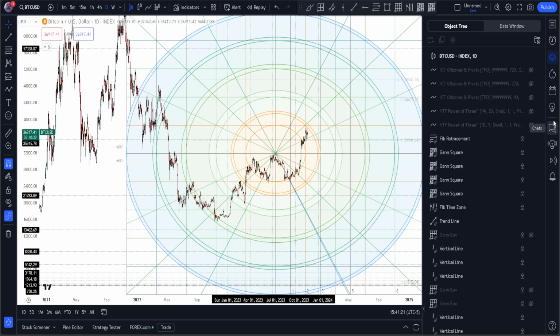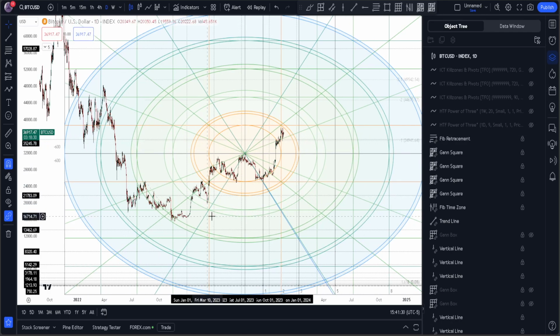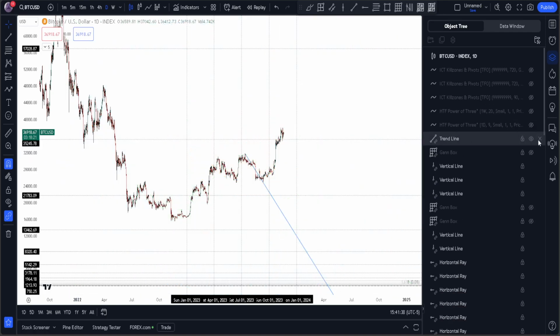In my opinion, that would correlate with a short on the U.S. dollar, which could happen. Not what I want to see, honestly. I would like to see this not be a valid market maker buy model. I would like to see this basically just be a sweep of liquidity and really changing directional bias through your general trading perspective.